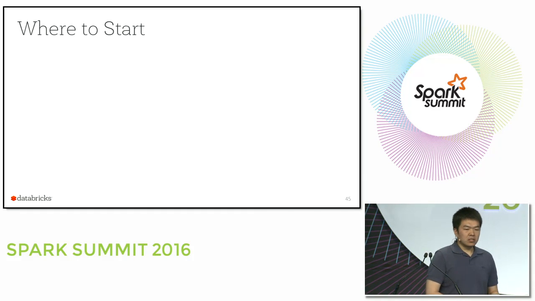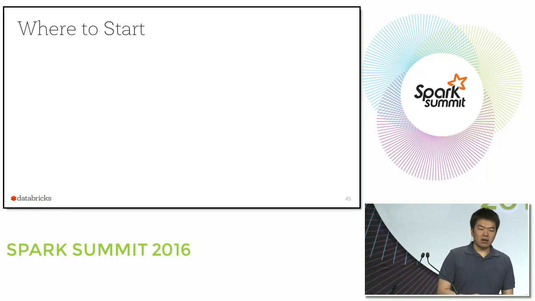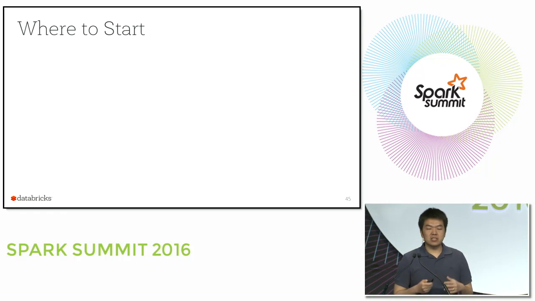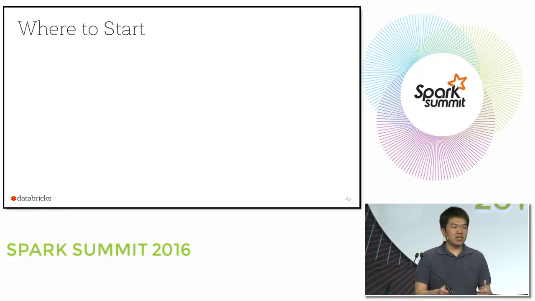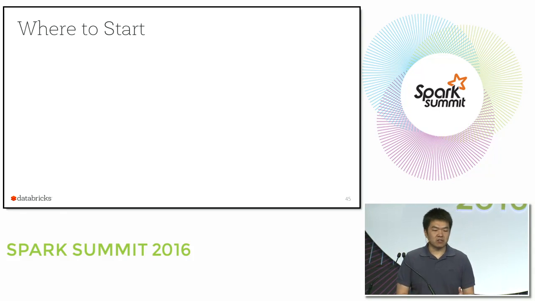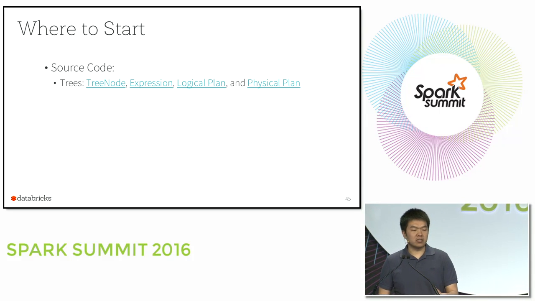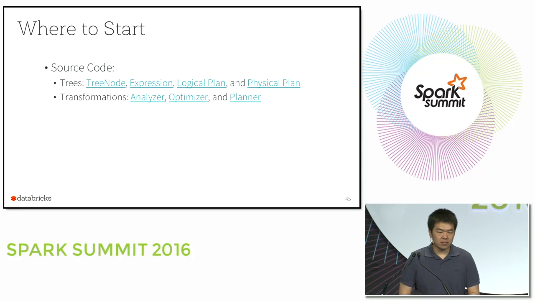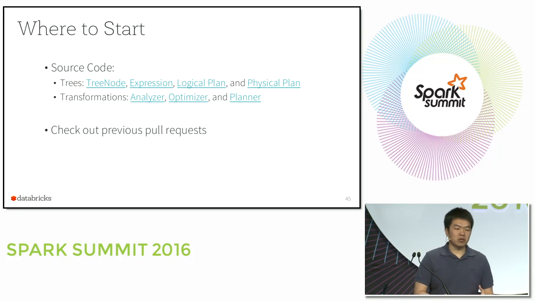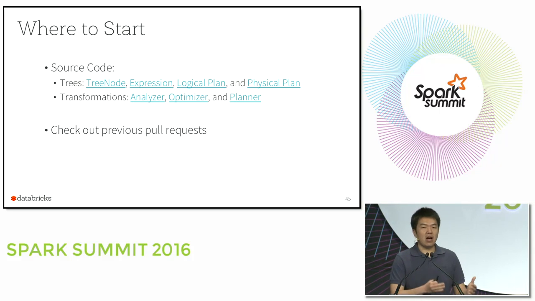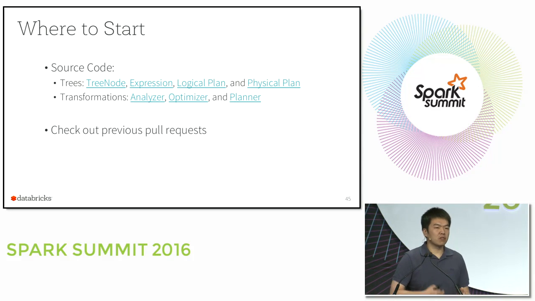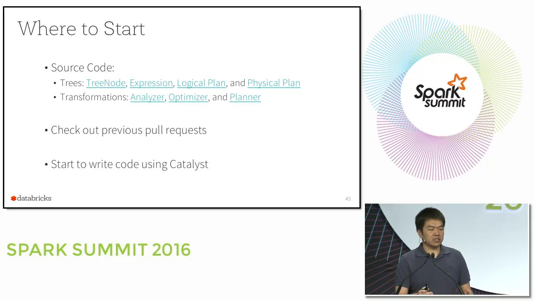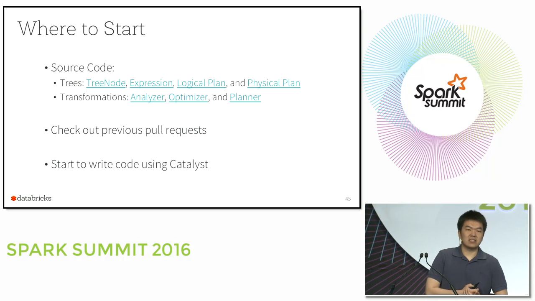OK, cool. So that's pretty much the end of my talk. If you want to learn more, let me show you where to start. To study Catalyst, the best reading material is the source files of the trees, like expressions, and the transformations, like the analyzer, optimizer, and planner. You can also check out pull requests to see how others are implementing new features or improvements using Catalyst. And finally, to quickly get hands-on experience, you can write some code using Catalyst.